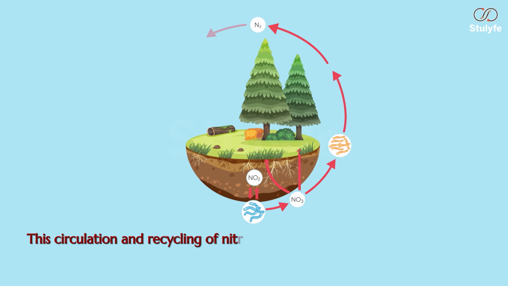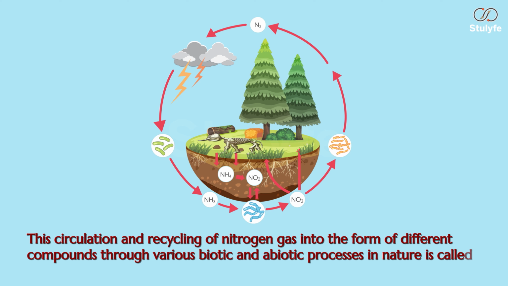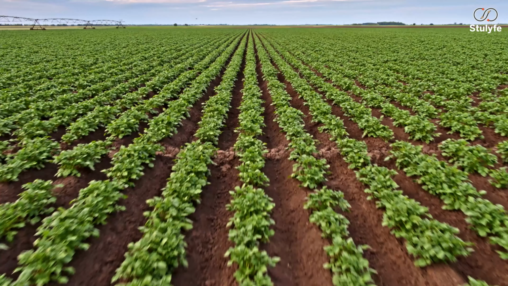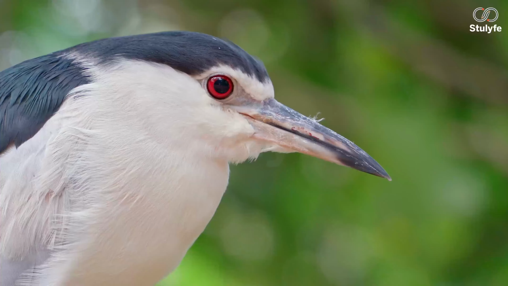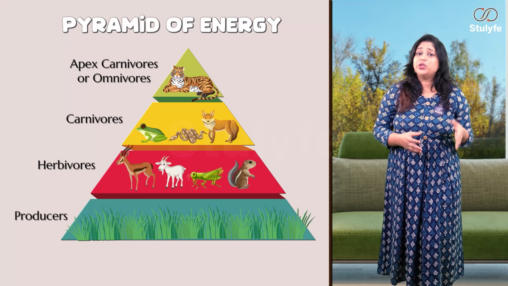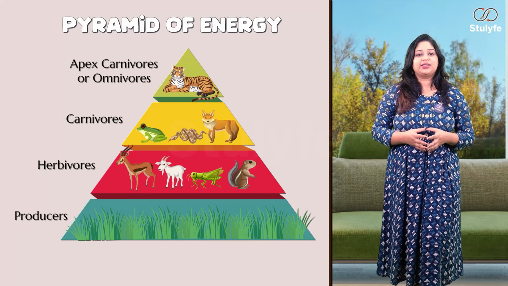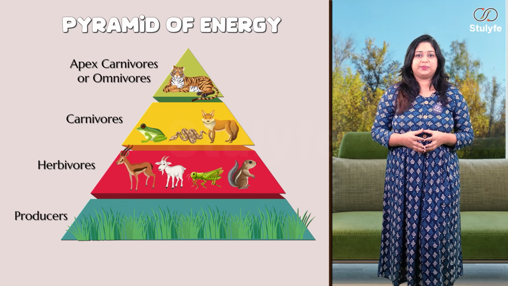This circulation and recycling of nitrogen gas into the form of different compounds through various biotic and abiotic processes in nature is called the nitrogen cycle. All the organisms are involved in this process as it is an important component of proteins and nucleic acids. So now we have understood how the energy flows in our ecosystem and how various biotic and abiotic factors interact for this flow of energy.